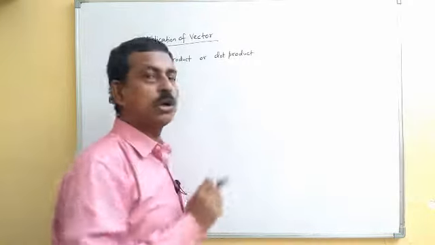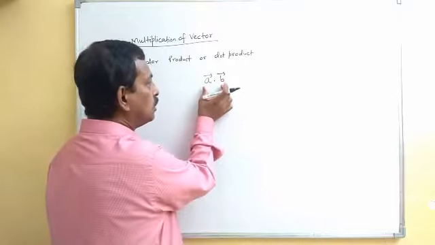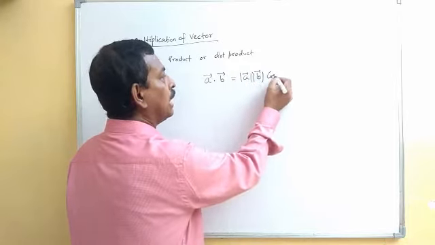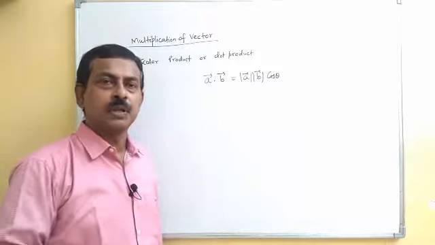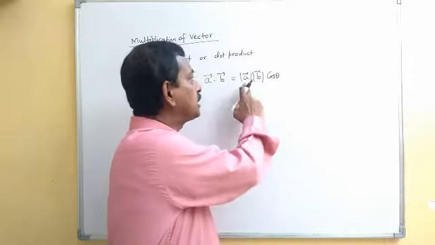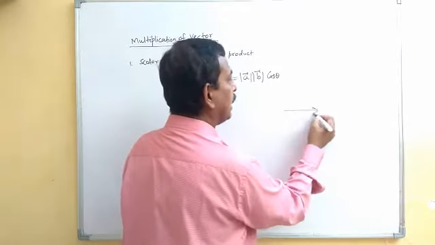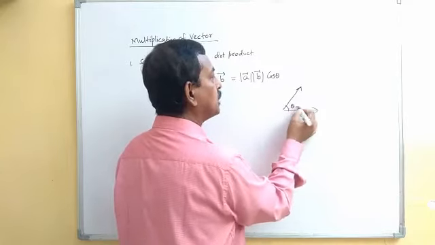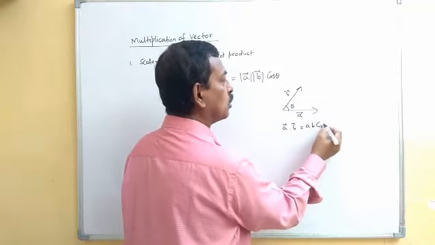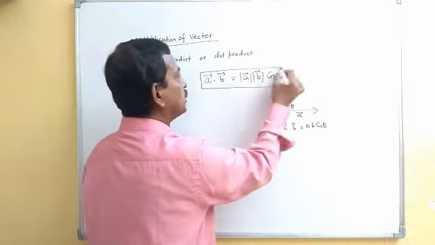Let's take a scalar product or dot product. Suppose we have two vectors, A and B, and we are taking their dot product. The scalar product of that will be given by the magnitude of the individual vectors and the cosine of the angle between them. So the scalar product of two vectors is given by the product of the magnitudes of the individual vectors and the cosine of the angle between the two. So if you have two vectors here, A and B, which are inclined at an angle theta, their dot product will simply be given as AB cos theta. So this is how we can get a scalar product.